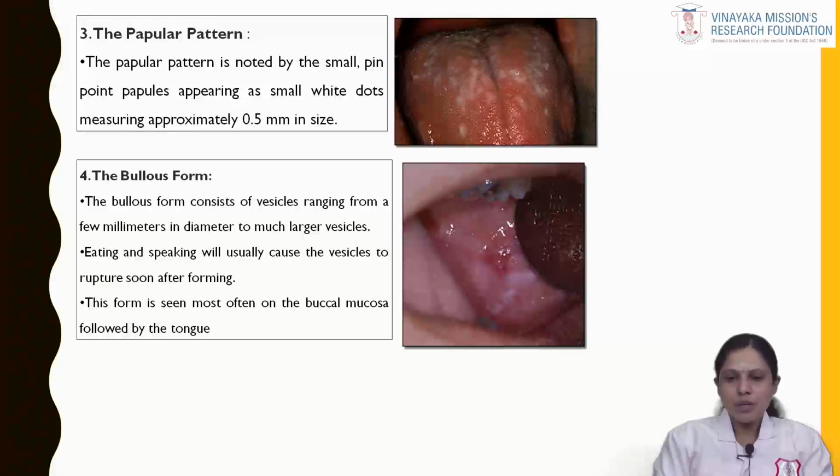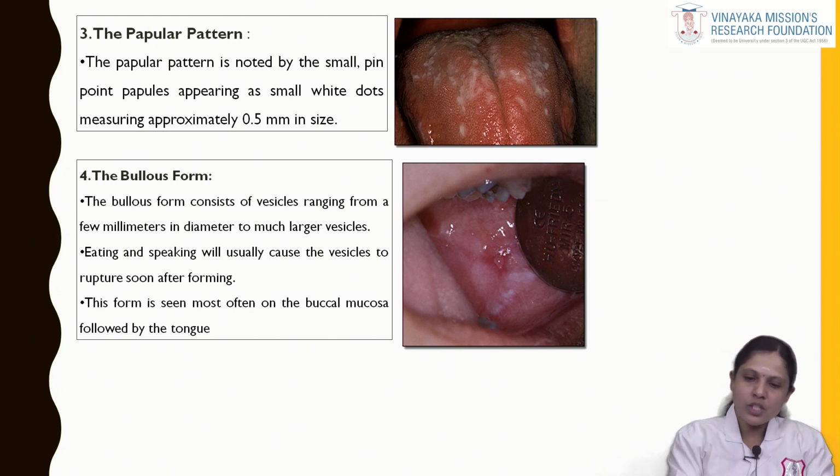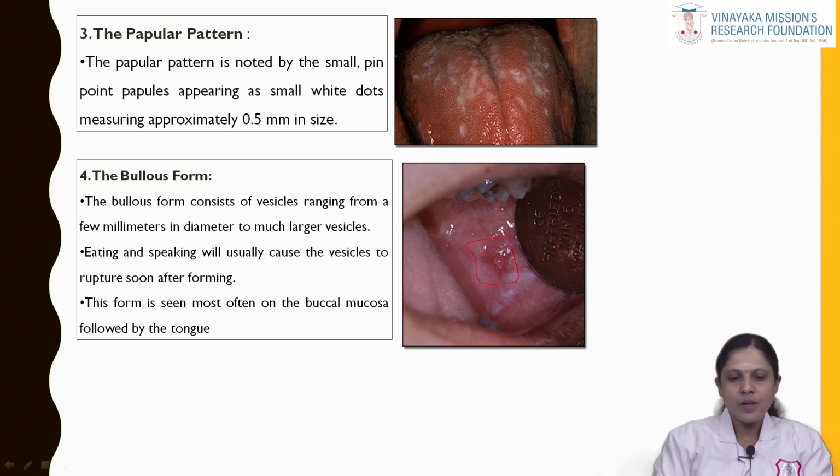Followed by the papular pattern. The papular pattern is noted by small pinpoint papules appearing as small white dots measuring approximately 0.5 mm in size. The bullous form consists of vesicles from a few millimeters in diameter to much larger vesicle formation. Eating and speaking will be difficult for these patients. This form is seen most often on the buccal mucosa, followed by the tongue.